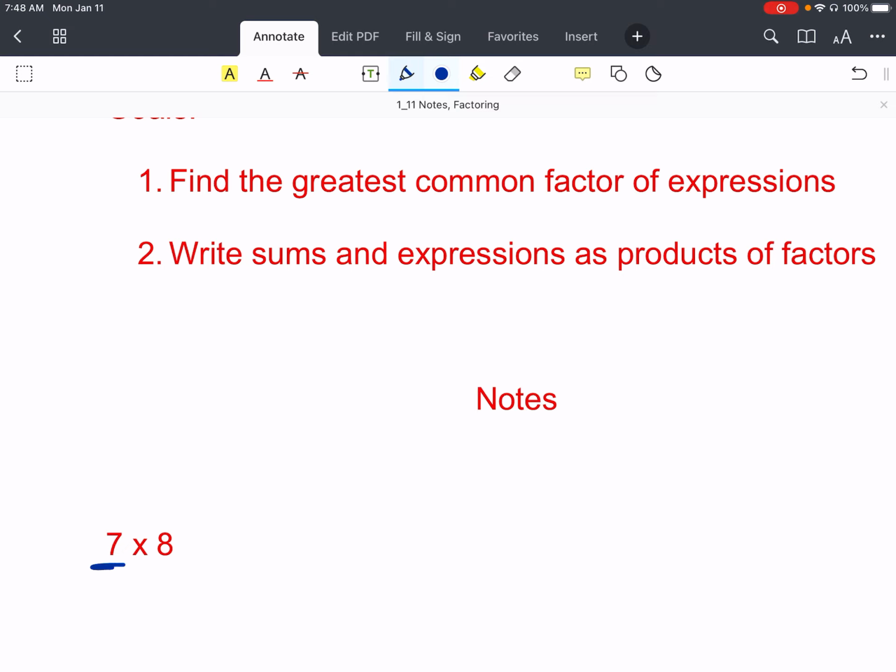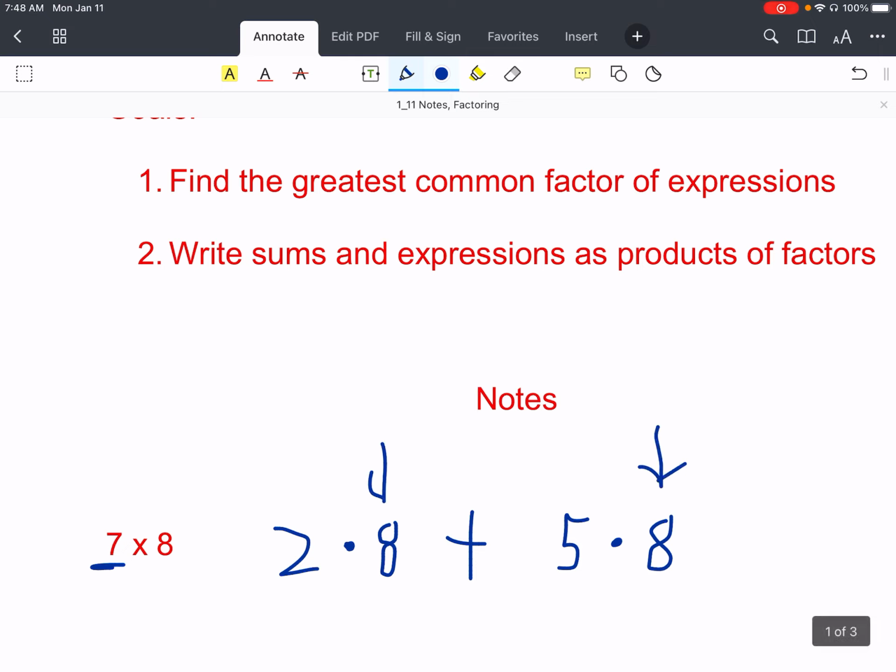So if we wanted to break the 7 into 2 and 5, we can, because 2 plus 5 combine to equal 7. So if the 7 was being multiplied by 8, I could break this apart into 2 times 8 plus 5 times 8, because that would come out to be the same answer, same expression. Now we notice that both of these are still being multiplied by 8, so both of these terms still have a factor of 8.